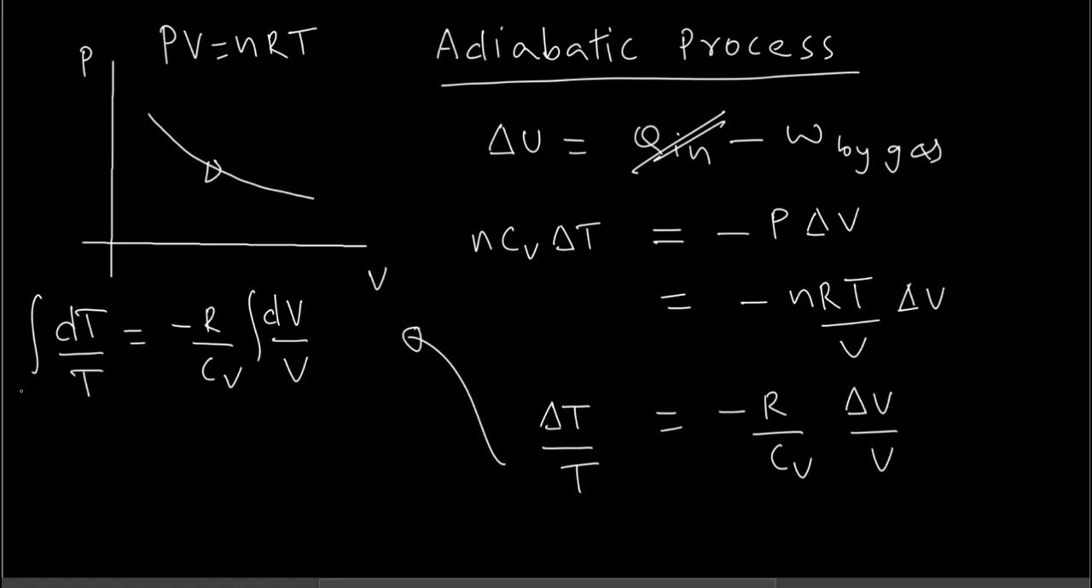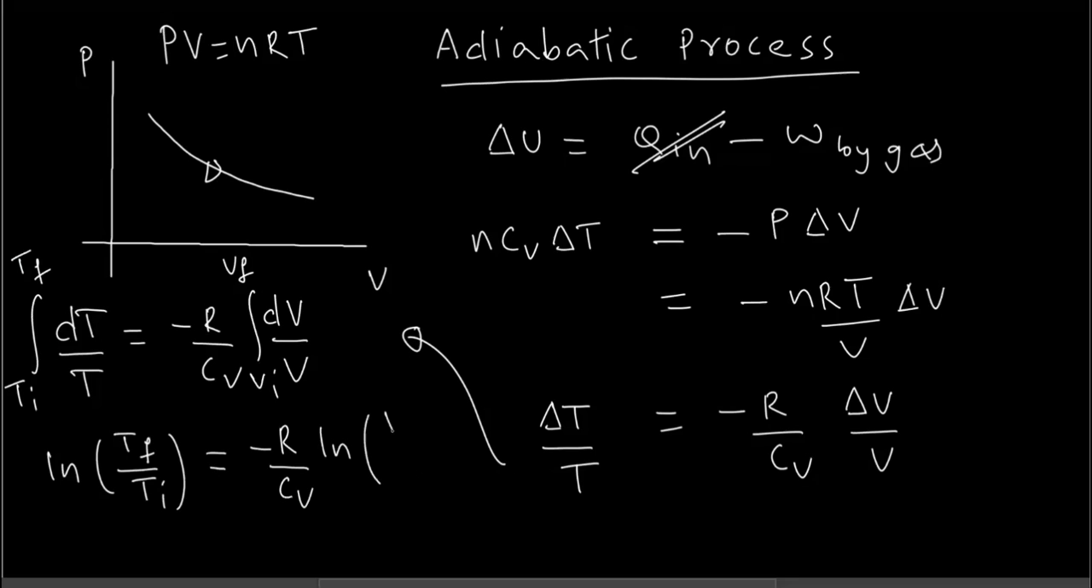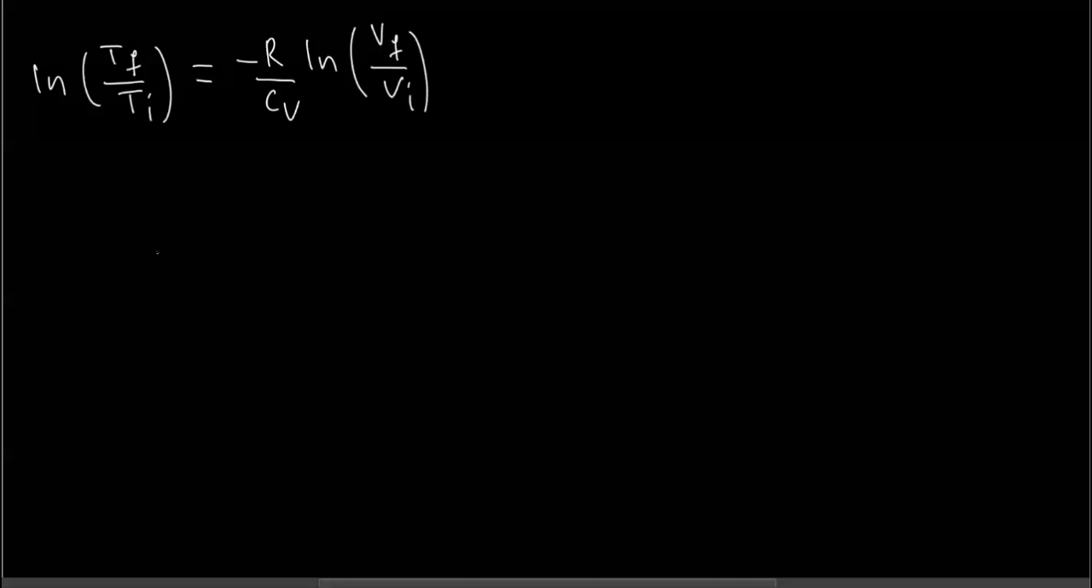So you integrate from the initial temperature to the final temperature, T final, on this side, and then the initial volume to the final volume. So this can be written as natural log of T final by T initial is equal to minus R by Cv natural log of V final by V initial. You're with me? Okay. So now if I want to remove log, what can I do? On the left hand side, I have T final by T initial, and on the right hand side, I can write V final by V initial, and then this entire thing will be raised to the power of minus R by Cv.